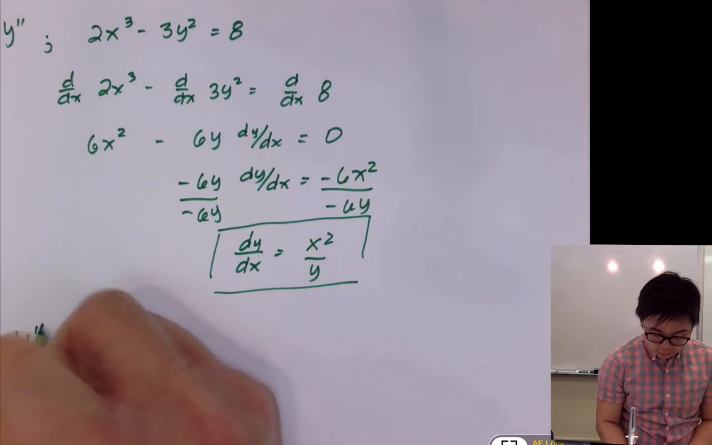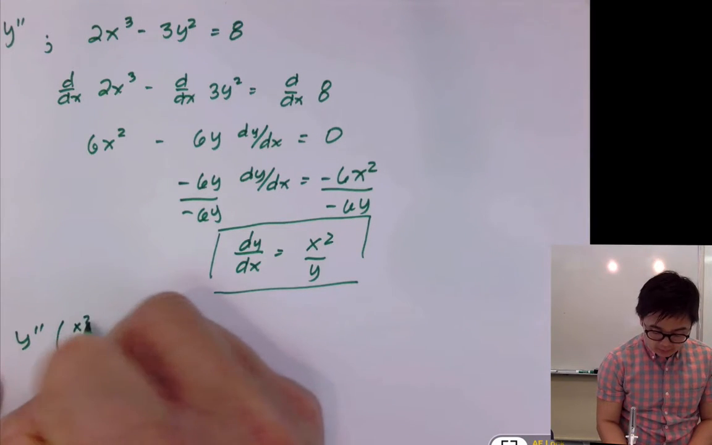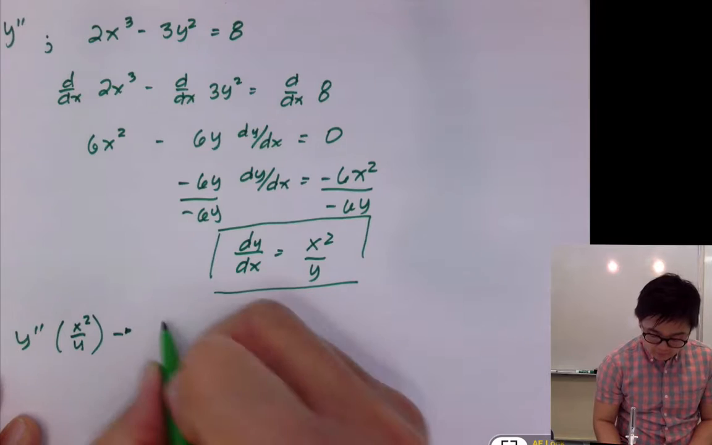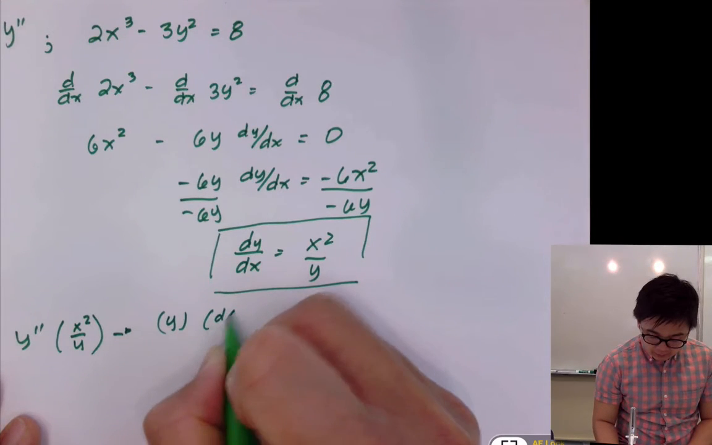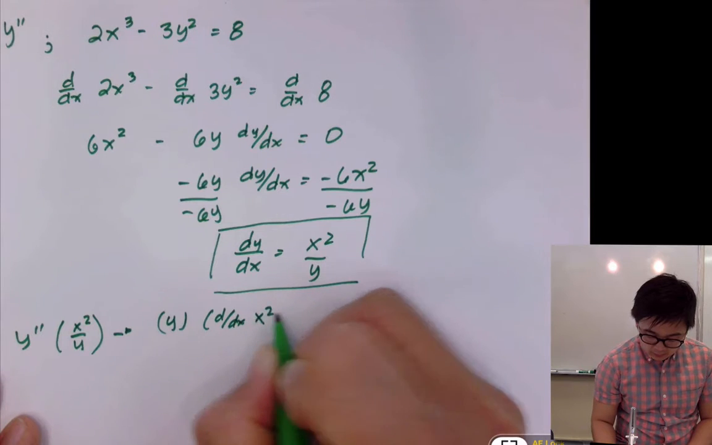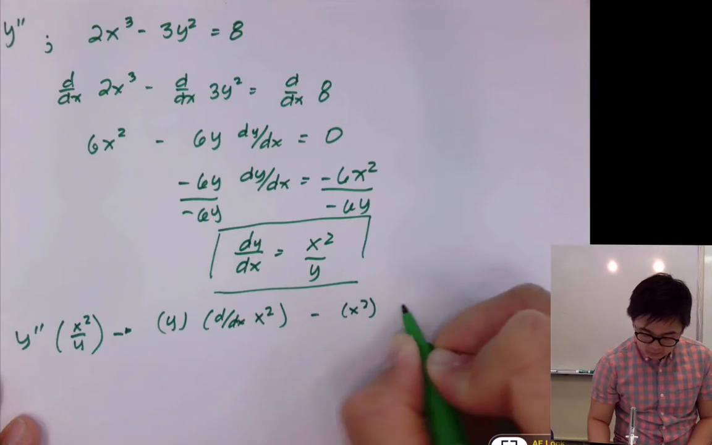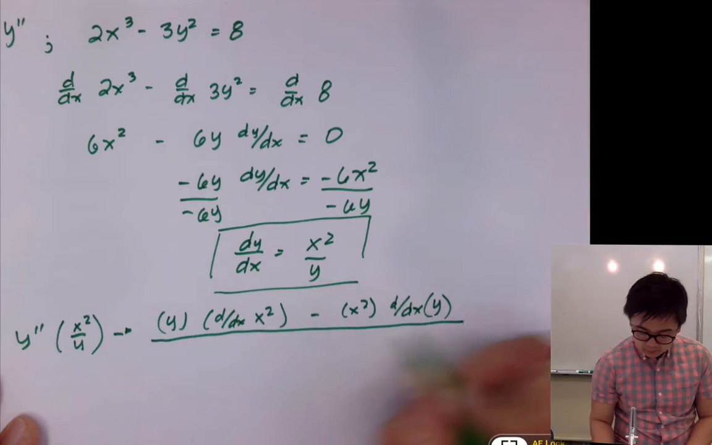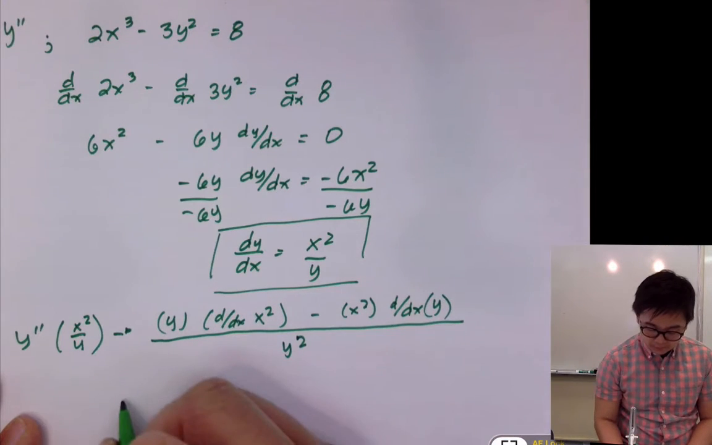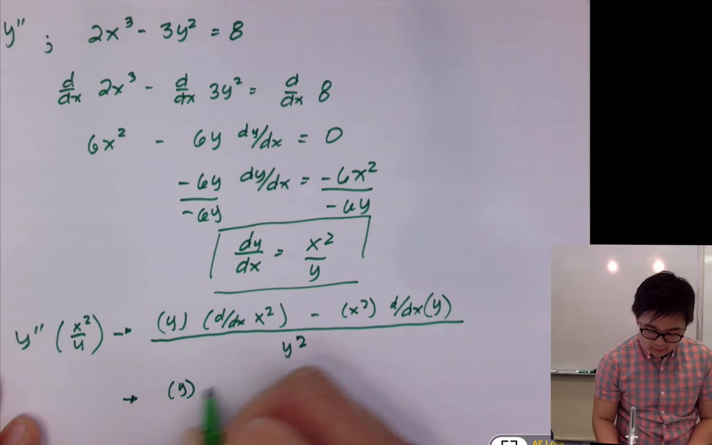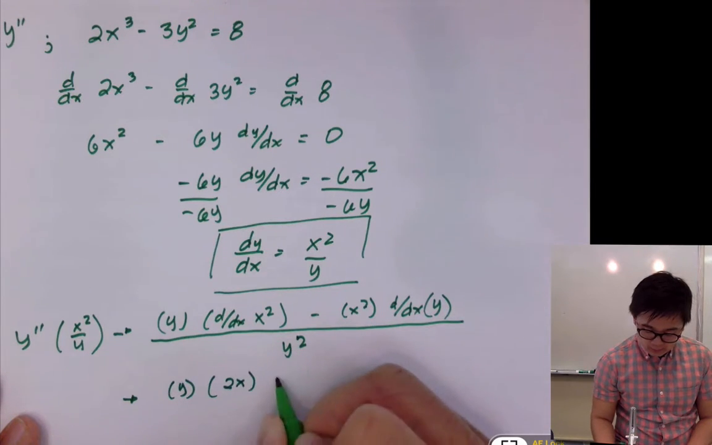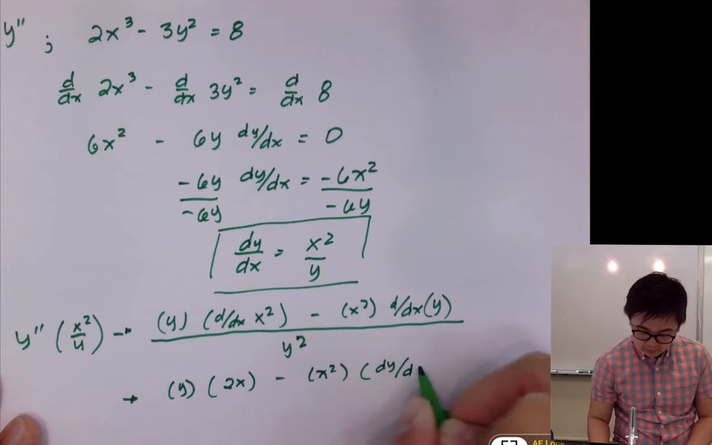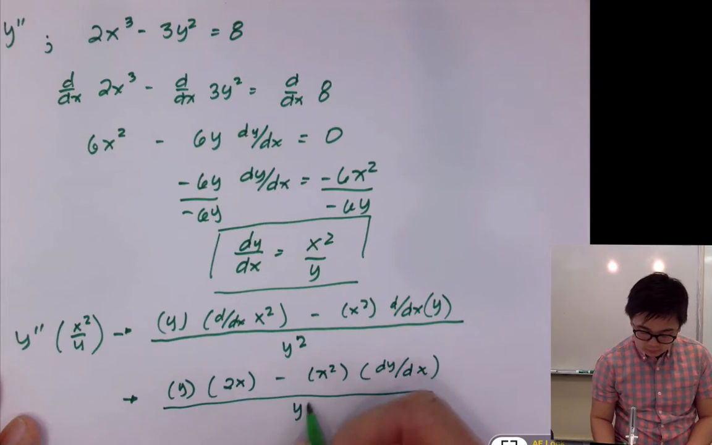So y double prime of x squared all over y will be low times the derivative of high, minus high times the derivative of low, all over low squared, which is y times 2x minus x squared times dy/dx all over y squared.